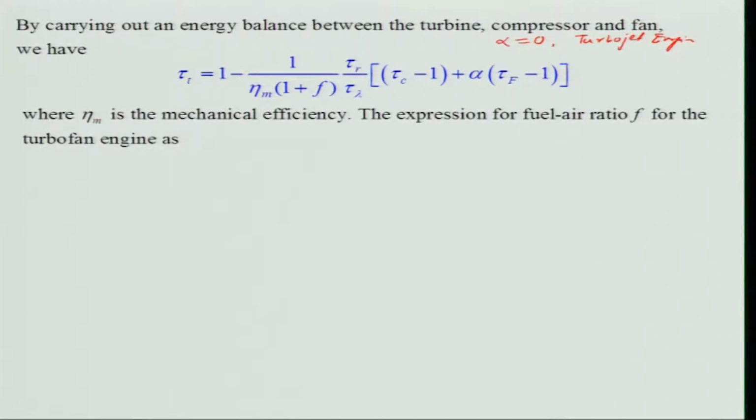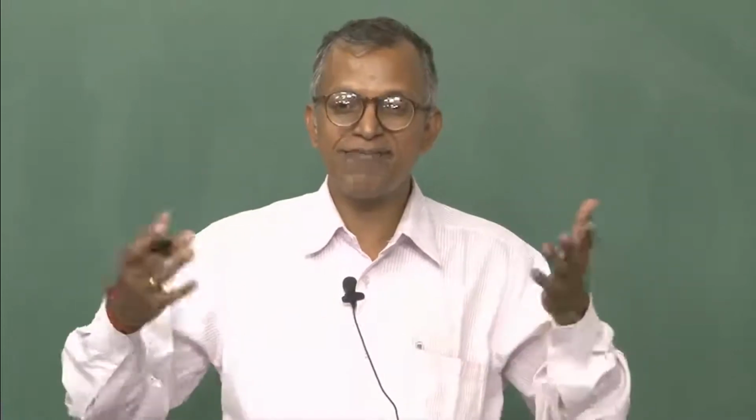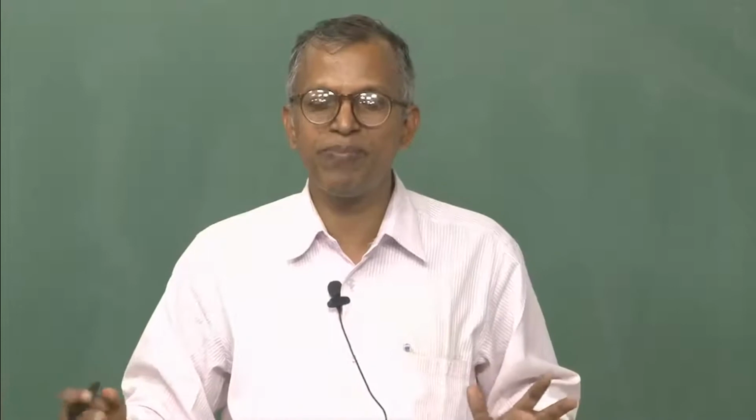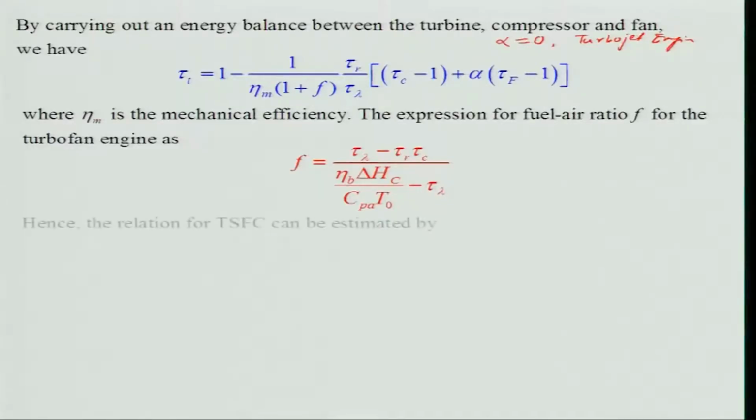Eta_m is the mechanical efficiency. The expression for fuel air ratio will be the same as that of the turbojet engine. There is nothing much change, because you are adding fuel in the core engine alone. There might be a turbofan engine where you can add some fuel. It can be possible, I can have a combustor in the fan stream, but generally it is not being used. You can imagine it can be done, but to the best of my knowledge, people have not tried that till now.